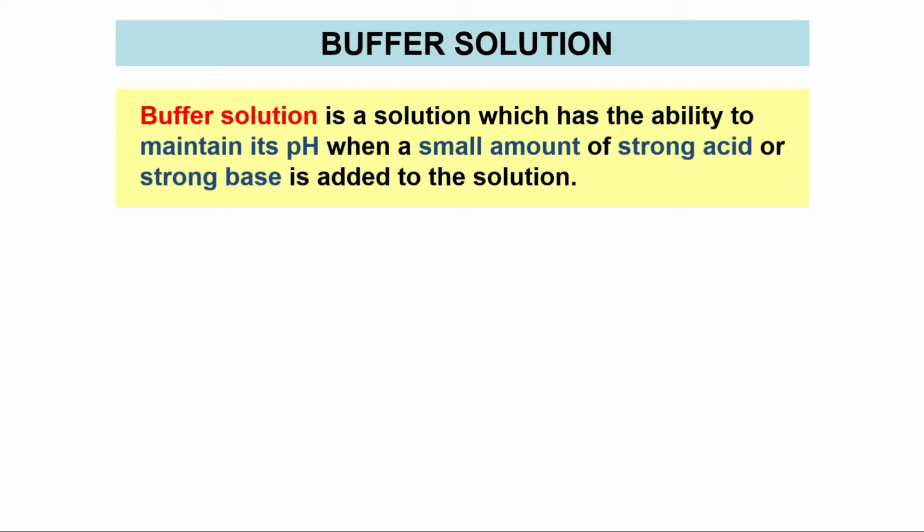A buffer solution is a solution which has the ability to maintain its pH when a small amount of strong acid, usually represented as H+, or strong base, OH-, is added to the solution. That means this solution is able to maintain its pH even though a small amount of strong acid or strong base is added to it. How does it happen?